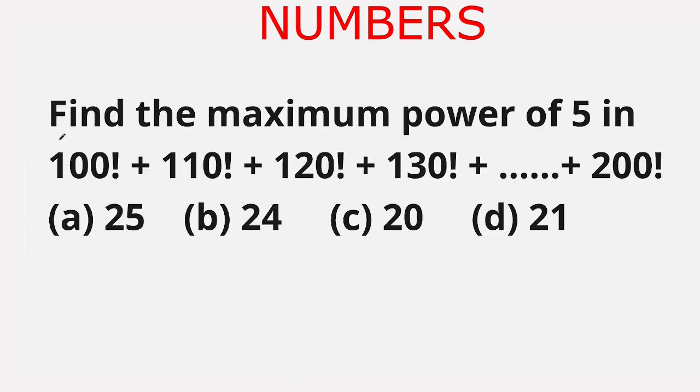Our question is, find the maximum power of 5 in 100 factorial plus 110 factorial plus 120 factorial plus 130 factorial plus up to 200 factorial. The given options are option A 25, option B 24, option C 20, option D 21.